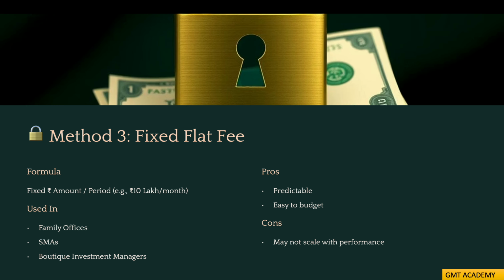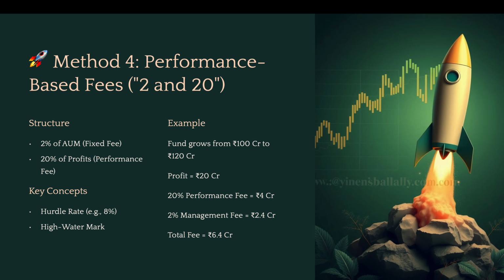Okay, the third method is a fixed flat fee. In which certain amendments are used in the LPA, and it is mainly used for small fund sizes, where the fund size is small and for the long run it will run long only. So for SMA, or maybe for boutique investment managers, or maybe for family offices as well. In this condition they fix the management fee, and the same will occur annually or quarterly, they will charge. Like that, the fourth method is performance based fee.